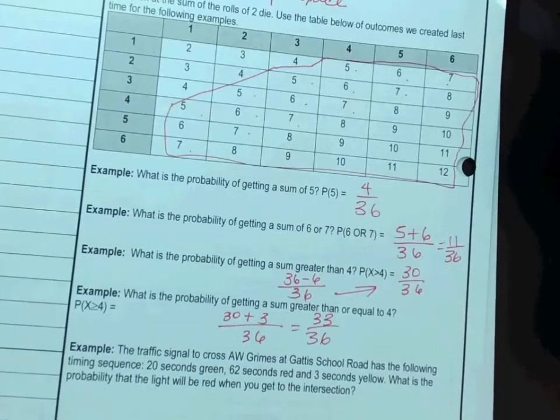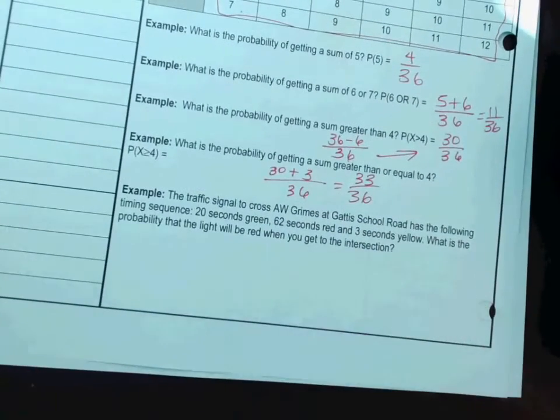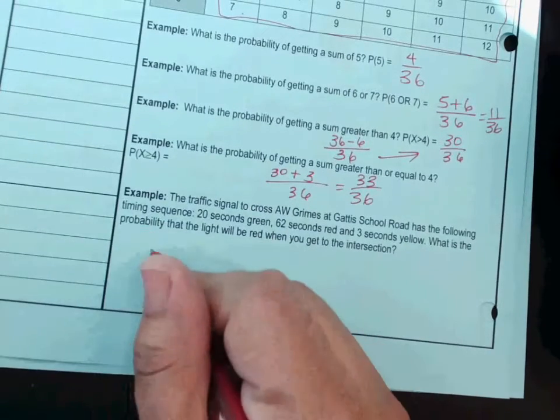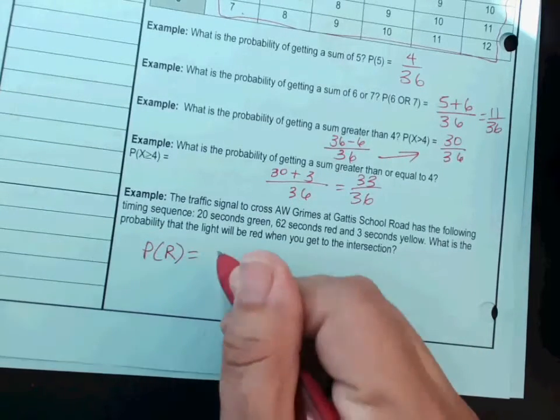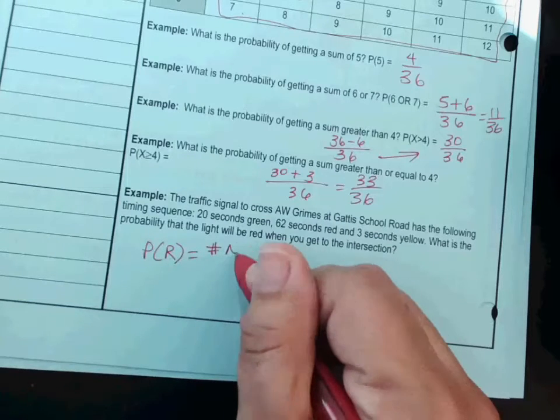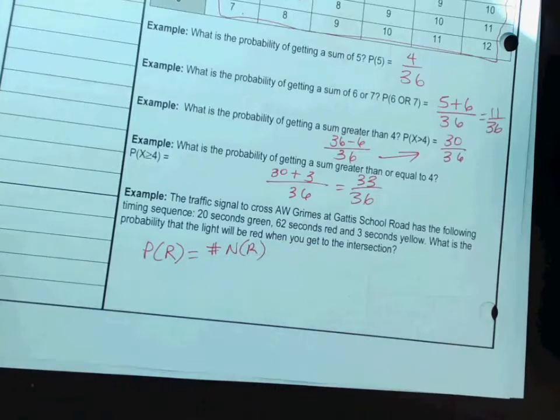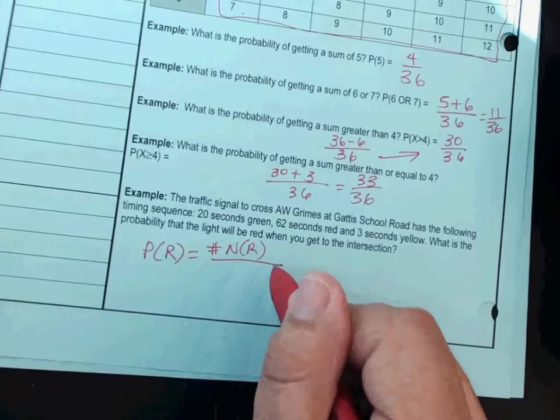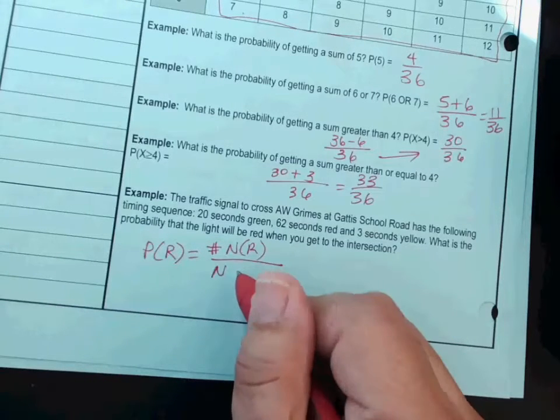So essentially, I know you've seen probability since middle school. And basically, the probability of an event, in this case, the red, is the number of ways to get red, pretend n is the number of ways, over the total number of ways for the space, right?